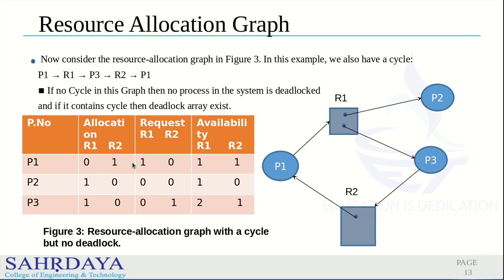Availability 0 1, 1 0 means it will become 1 1. 1 0 and 0 0 it will become 1 0. 1 0 and 1 1, and P3 gets R2 as it is requesting. So we will write this one here. 1 0 and 1 1, so it will become 2 1. Resource allocation graph with a cycle but no deadlock.